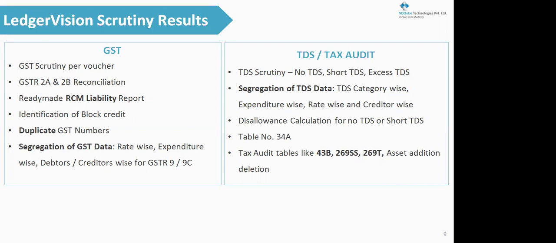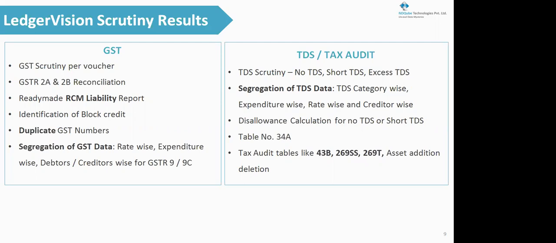Then we provide you GSTR 2A and 2B reconciliation. Now we do not have any GST suvidha provider license. For the GSTR 2A and 2B reconciliation, you have to download the .json files of 2A or .json files of 2B from the portal. And because we have pulled the entire data from Tally, it is very easy for us to reconcile everything. Then you will get a ready-made RCM report from our software. We provide you category-wise, expenditure-wise, rate-wise bifurcation. So identification of block credit is very easy.